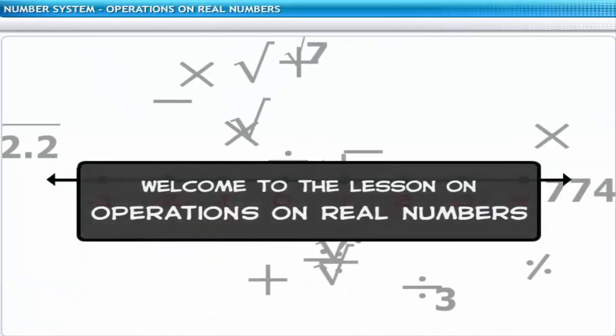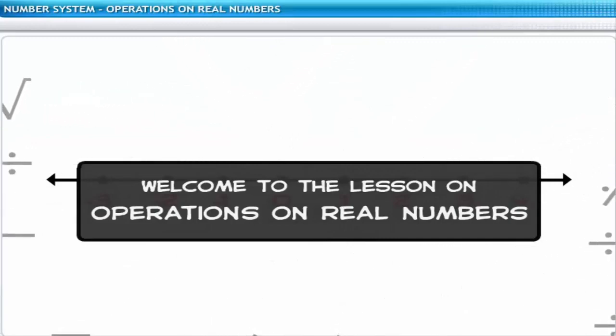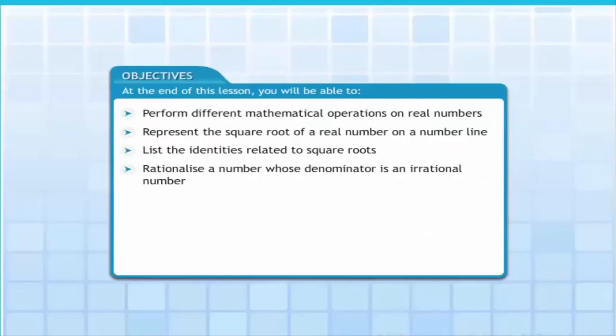Welcome to the lesson on operations on real numbers. At the end of this lesson, you will be able to perform different mathematical operations on real numbers, represent the square root of a real number on a number line, and list the identities related to square roots. You will also be able to rationalize a number whose denominator is an irrational number.